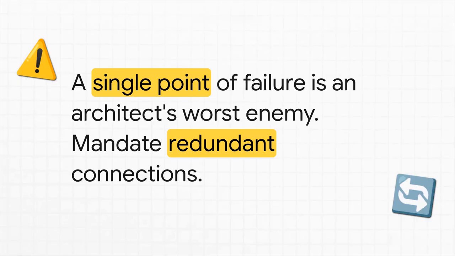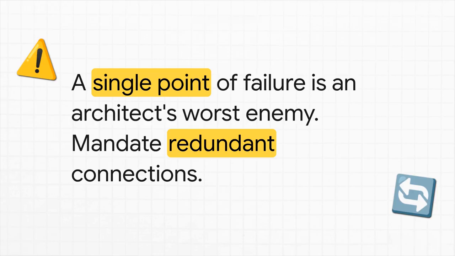Listen, a single point of failure is an architect's absolute worst enemy. You must always build for failure. Let's say your one Direct Connect line gets accidentally severed by an errant backhoe digging up the street. Hey, it happens. If that occurs, your entire hybrid cloud setup goes completely dark.